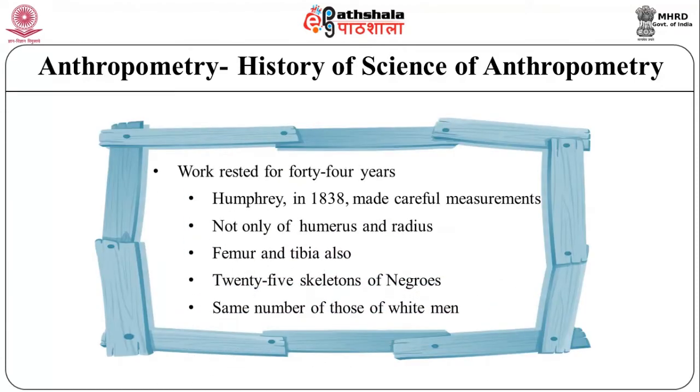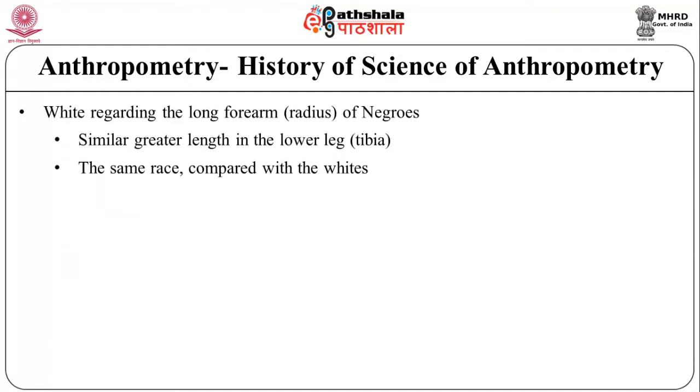After this, however, the work rested for 44 years, when Humphrey in 1838 made careful measurements not only of humerus and radius, but of femur and tibia also, in 25 skeletons of Negroes and the same number of those of white men. White regarding the long forearm, that is radius, of Negroes, and found a similar greater length in the lower leg, that is the tibia, of the same race, as compared with the whites.